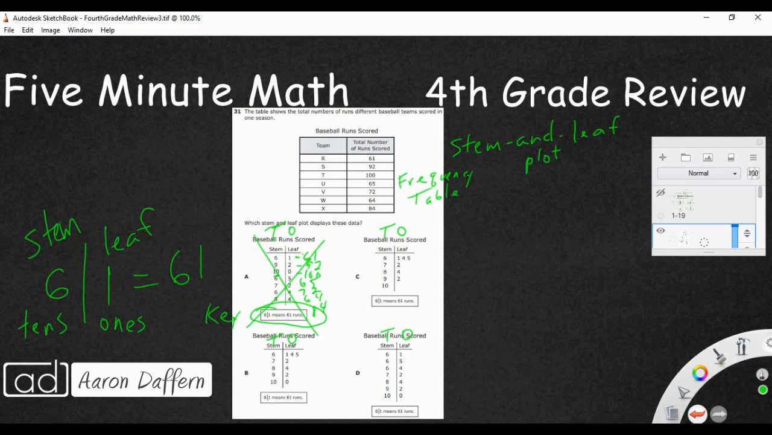It is incorrect because you don't repeat stems. So I've got a 6 here and a 6 here. We only write a 6 once in the stem. And so we're not repeating them, and we put them in order. So let's take a look at B.